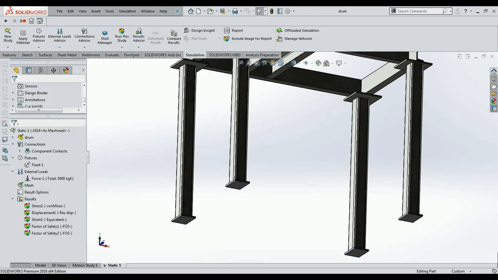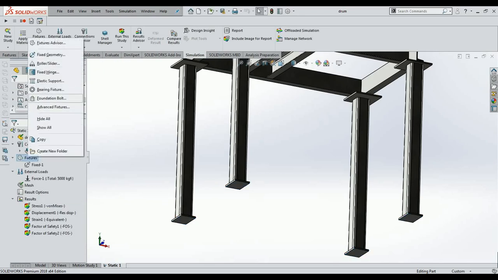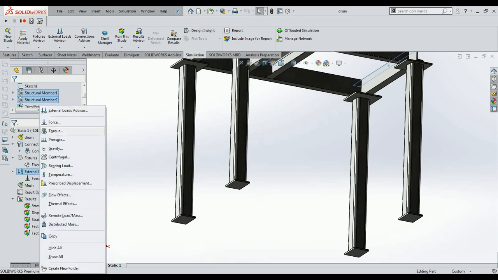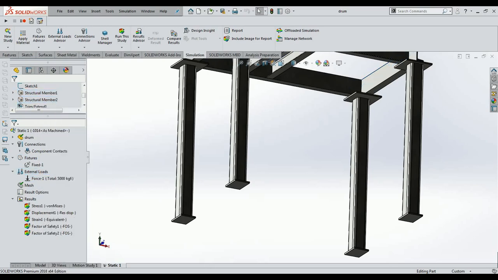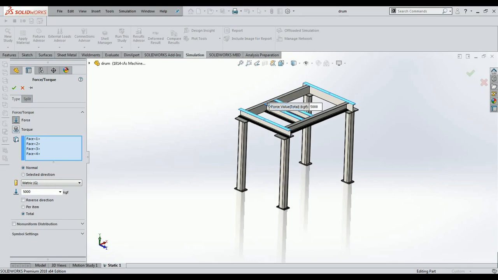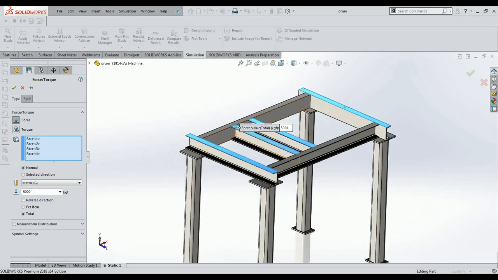So here are different kinds of fixtures, whether a bearing fixture or a roller slider fixture, or one end supported and the other end free to move, and the forces: pressure, gravity, torque, whatever the force may be. Here, for example, I applied a 5,000 kilogram force acting on the upper surface of the model. So here I am going to evaluate whether this project will withstand the 5,000 kilogram force or not.